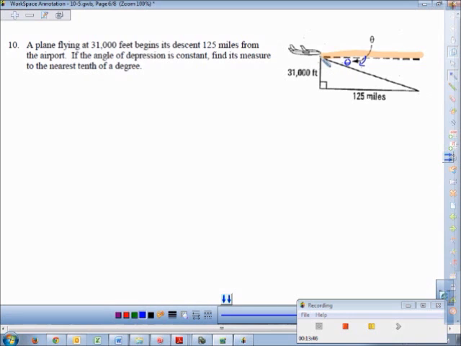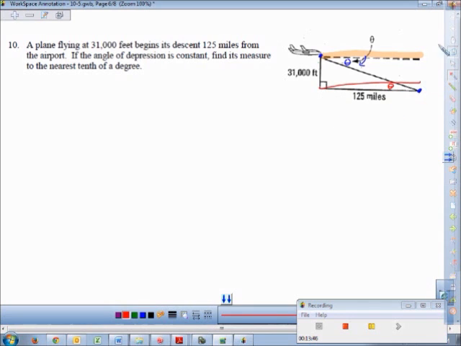If he needs to start going down right here, and the airport's right here, which they say is 125 miles away from where he was, cool, it says find the angle of depression. Well, this is not even in our right triangle, but based on what we did earlier, tell me why this is also theta.